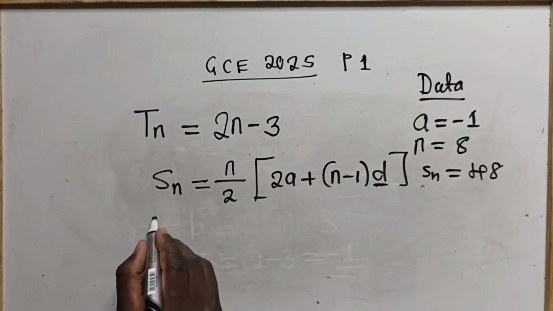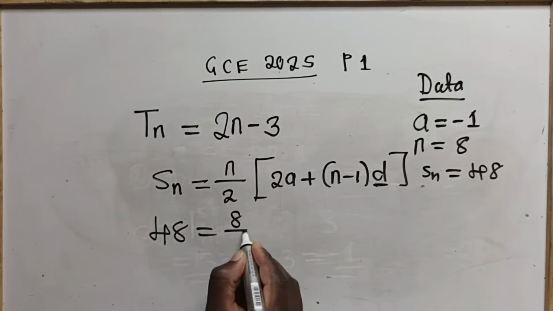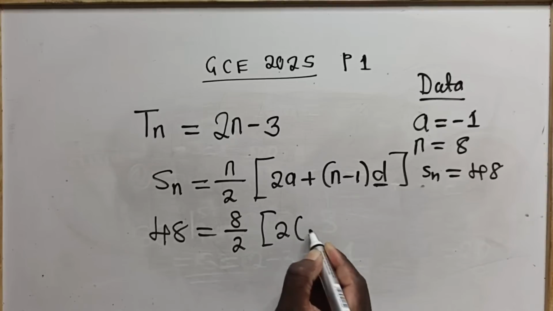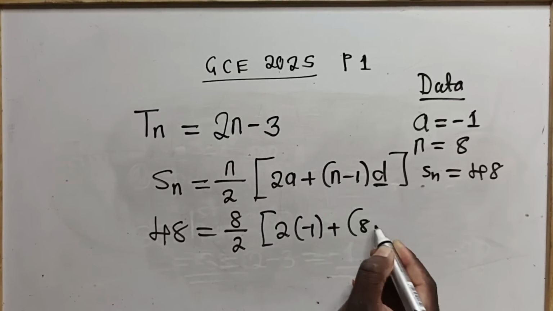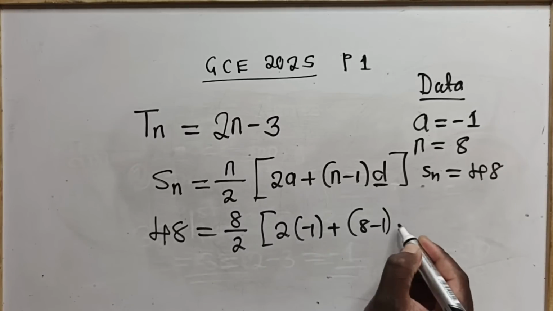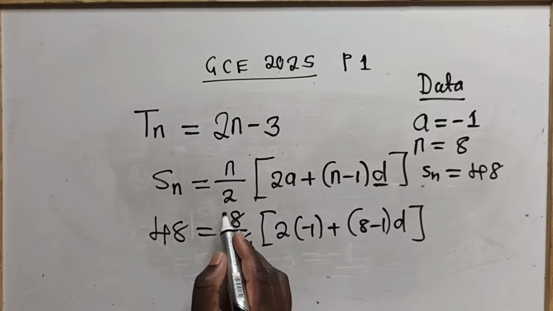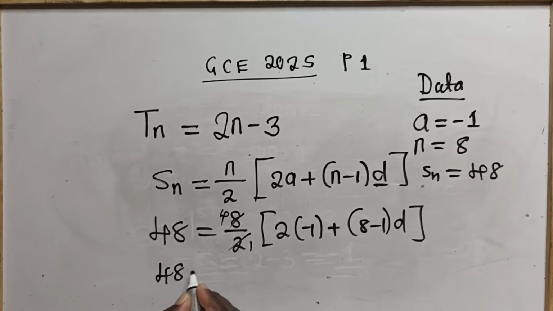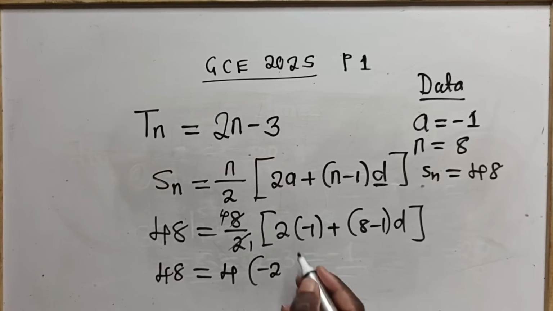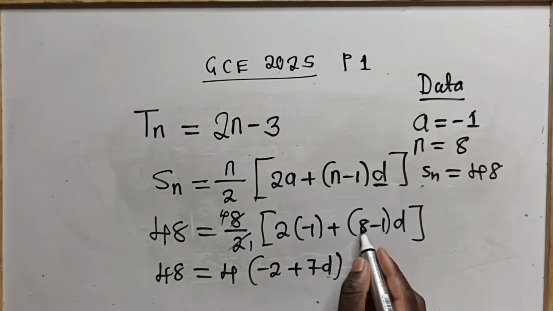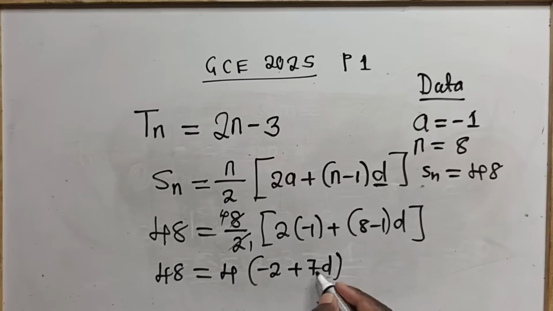So we can plug in the sum here, it's 48, which is equal to 8 over 2 open bracket -1 plus, n is 8, looking at the data, -1 and the d there. So we can simplify here, 2 into 2, 1, 1 into 8, it's a 4, so we've got a 4 there. 48 is equal to 4, here it's a -2, when you multiply 2 times -1, it's -2, and then plus 7d, because this 8 minus 1 will give us a 7.